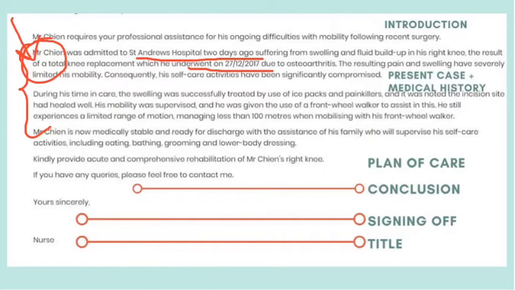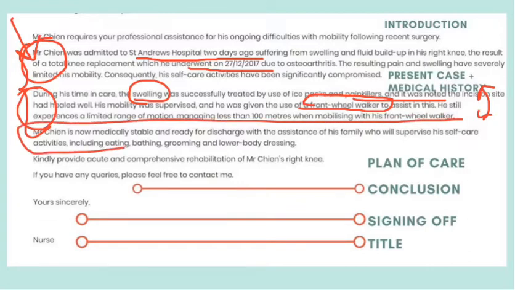Okay, and then what is the present status of the patient? What was the care given to the patient? During the care, the swelling was treated well, painkillers were provided, he was supervised, and now he's using a front wheel walker. So the treatment, the nursing management aspect, has been provided in brief to the physiotherapist. And finally, what is being given? A plan of care. What should the physiotherapist do?